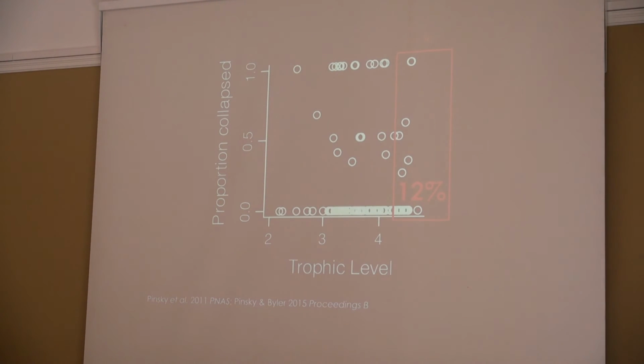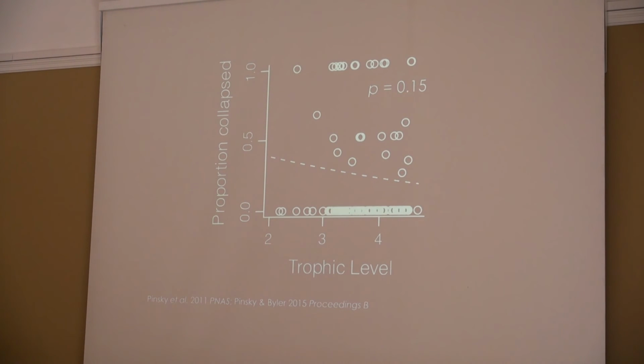Among top predators, about 12% of populations have collapsed in this case. Among species low in the food chain, though, 25% have collapsed. It's actually the opposite of what we might have expected. In this particular case, it's not a significant difference. You can fit a generalized linear model with a p-value of 0.15.